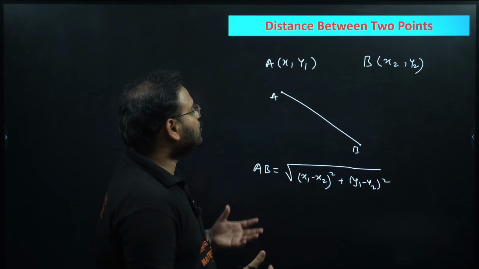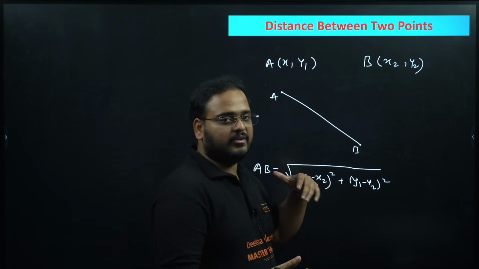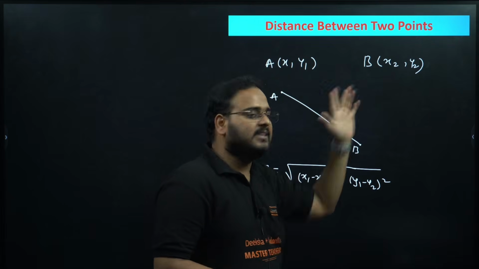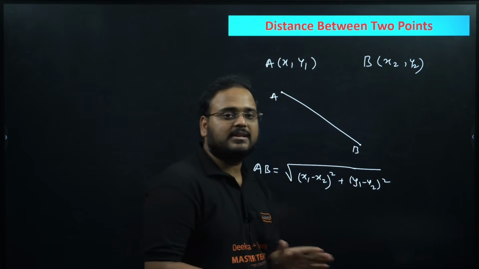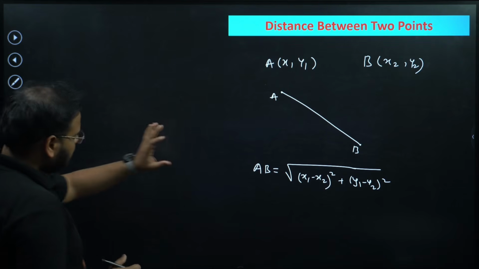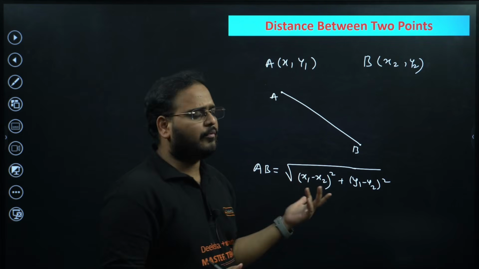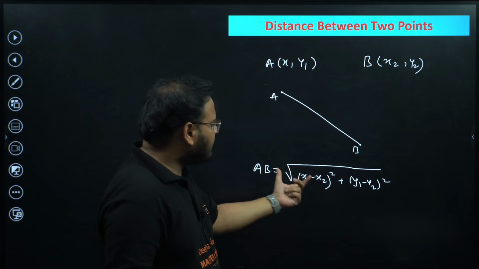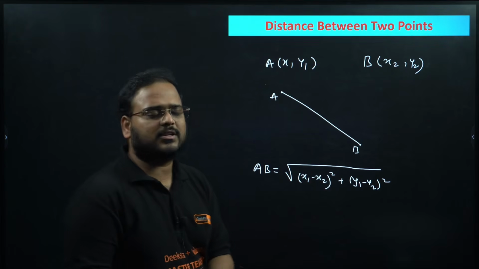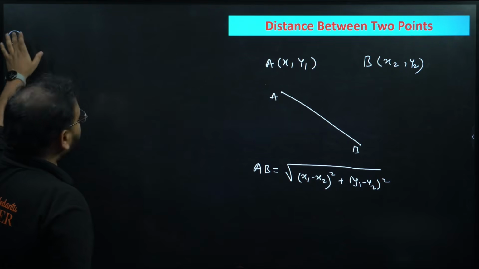Now when it comes to three-dimensional geometry, you'll have a third coordinate, z1 and z2, that you have to add over here as z1 minus z2 the whole square. I hope this is clear. How do you find it? Very, very simple. Just remember the formula: the difference of x coordinates squared plus the difference of y coordinates squared, taken as a sum under the root, is the distance between 2 points.